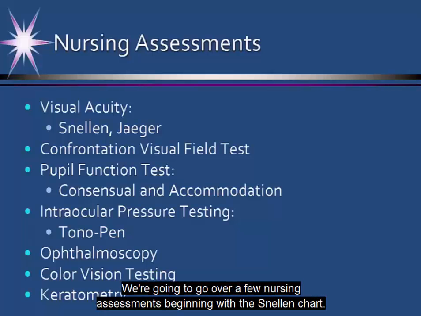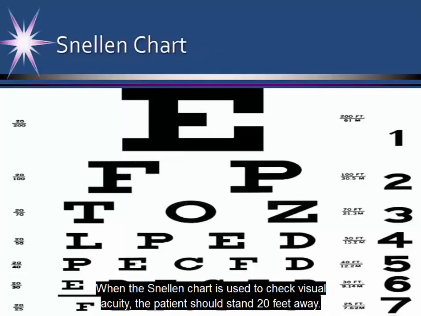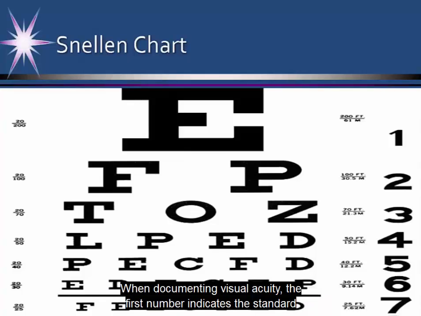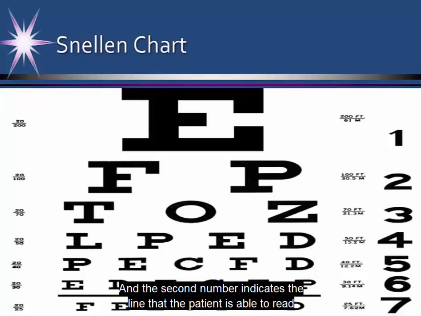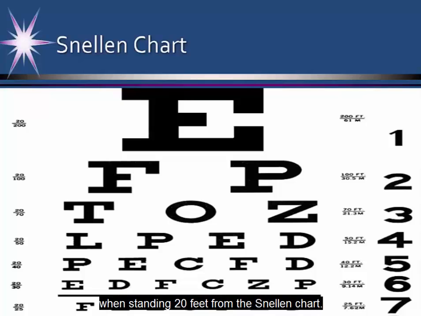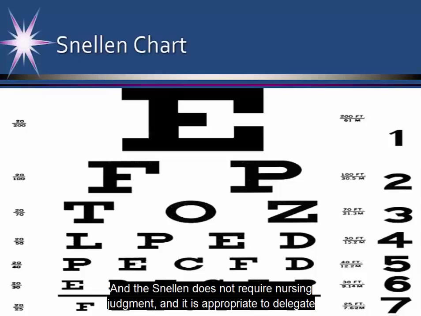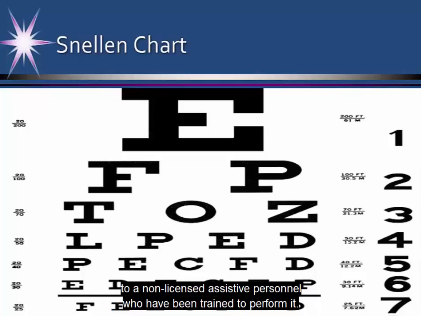We're going to go over a few nursing assessments, beginning with the Snellen Chart. When the Snellen Chart is used to check visual acuity, the patient should stand 20 feet away. When documenting visual acuity, the first number indicates the standard for normal vision of 20 feet, and the second number indicates the line that the patient is able to read when standing 20 feet from the Snellen Chart. OS is the abbreviation for the left eye, OD is the abbreviation for the right eye. The Snellen does not require nursing judgment, and it is appropriate to delegate to unlicensed assistive personnel who have been trained to perform it.